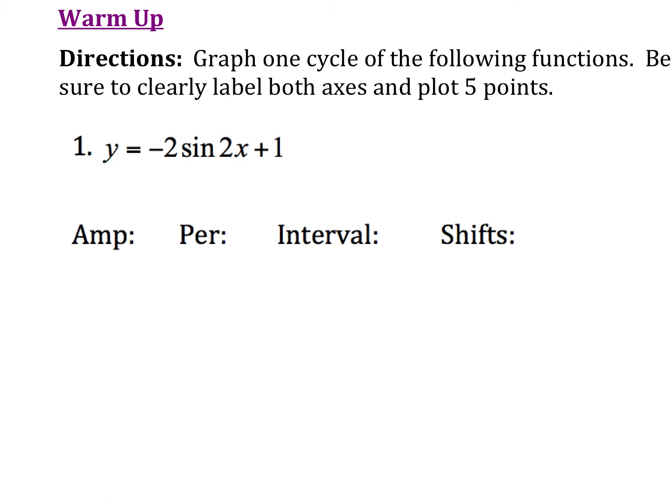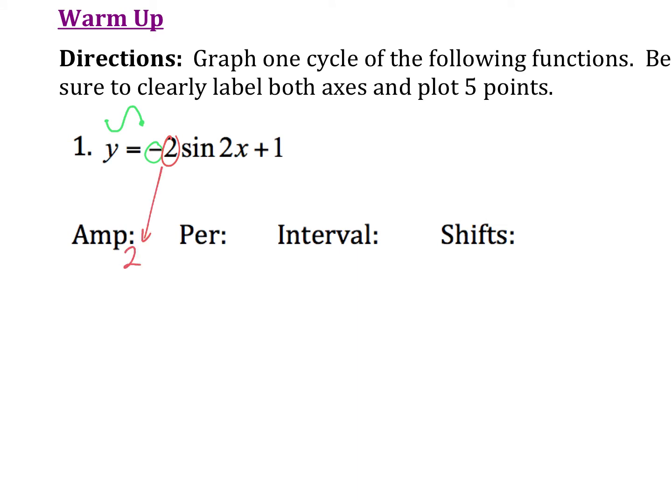All right, we want to graph one cycle of the following functions. Be sure to clearly label both axes and plot 5 points. First, I've got -2 times sine of 2x plus 1. That negative sign tells me it's going to be an upside down sine function, so it's going to be that general shape. My amplitude is going to be 2.